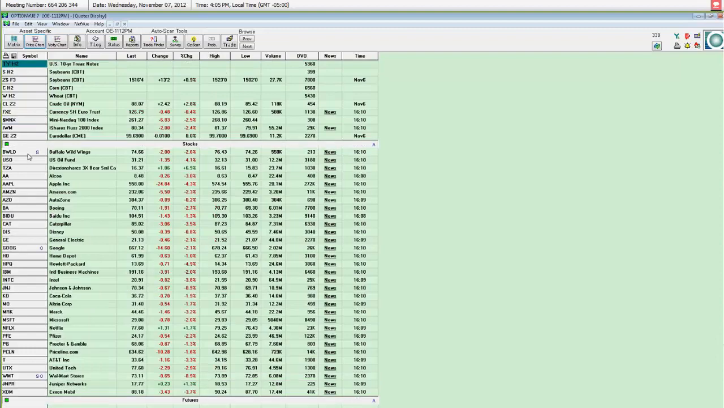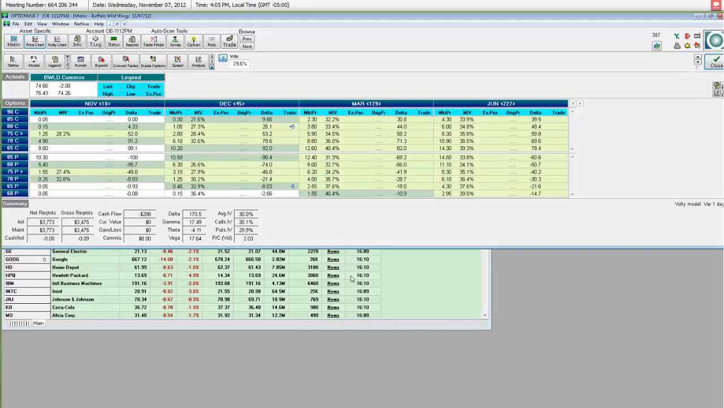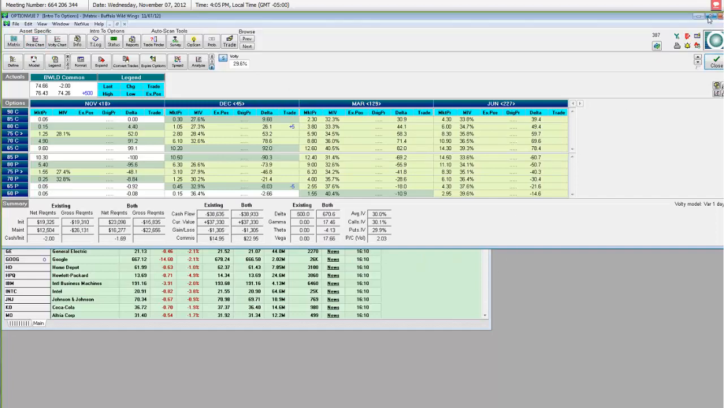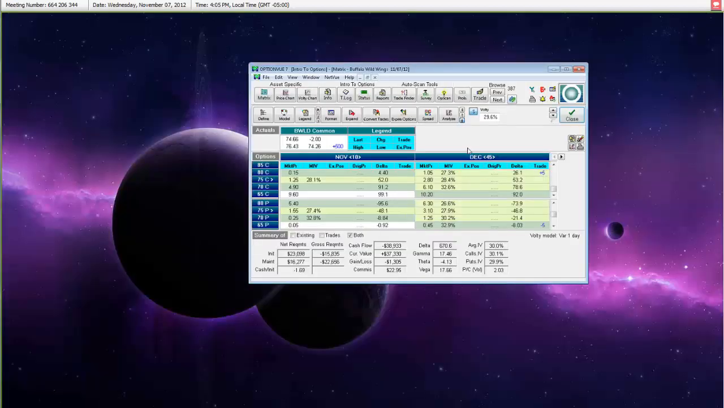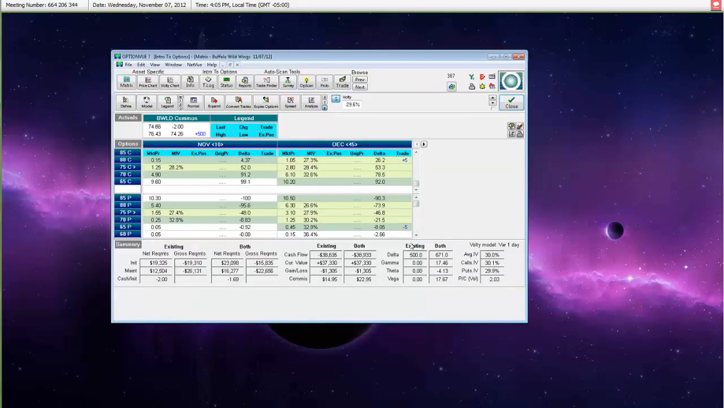So let's just talk about, and it could be any stock, but for some reason I've got this affinity for Buffalo Wild Wings. Probably because I love hot wings so much. Okay, I'm going to make this a different size screen here so that we can just concentrate on it.